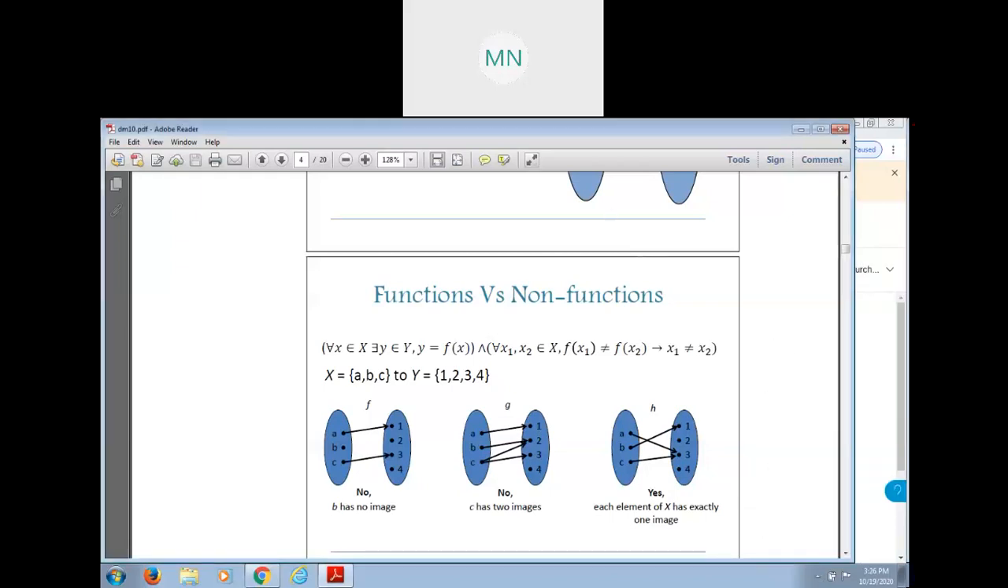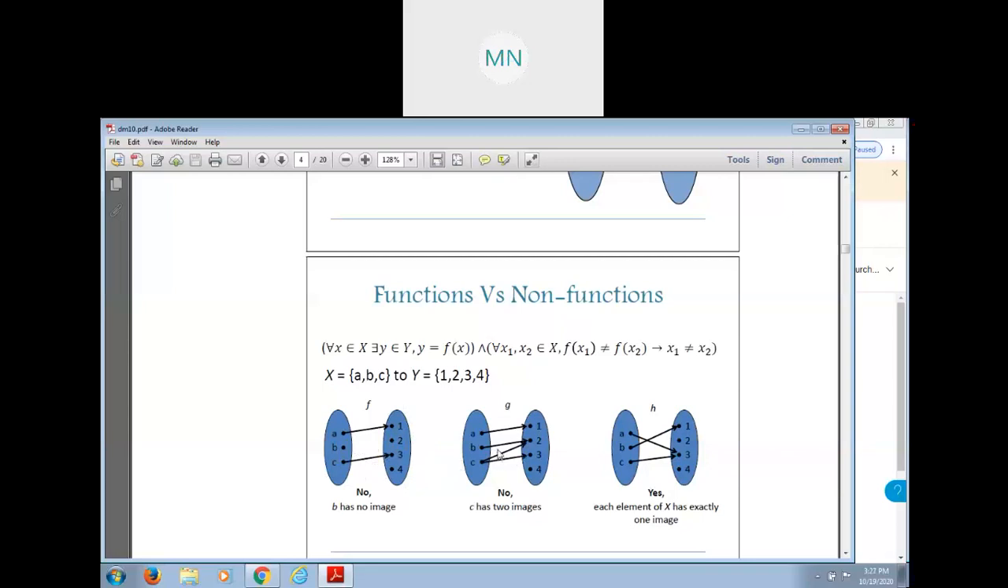See the first figure. Is it a function or not? No, not a function. Can you tell me the reason? Because B is not related to anyone. Yes, you are correct, because B has no image in the second set. B is not related with any element of the second set, so it is not a function.